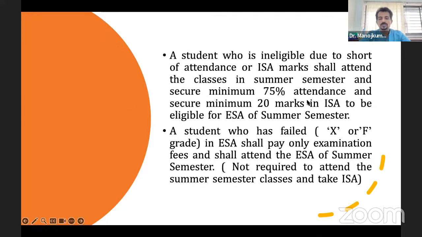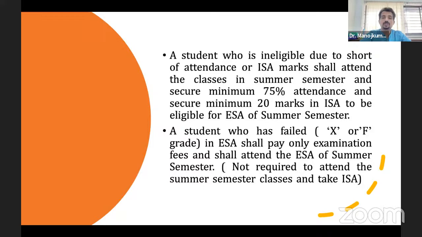So a student who has suffered ineligibility and registers for summer semester has the same requirements as in a regular semester. Means you have to attend 75% of the classes, means you have to maintain 75% attendance. Then you have to secure a minimum of 20 marks out of 50 in ISA. Then only you will be given the end semester examination in the summer semester.